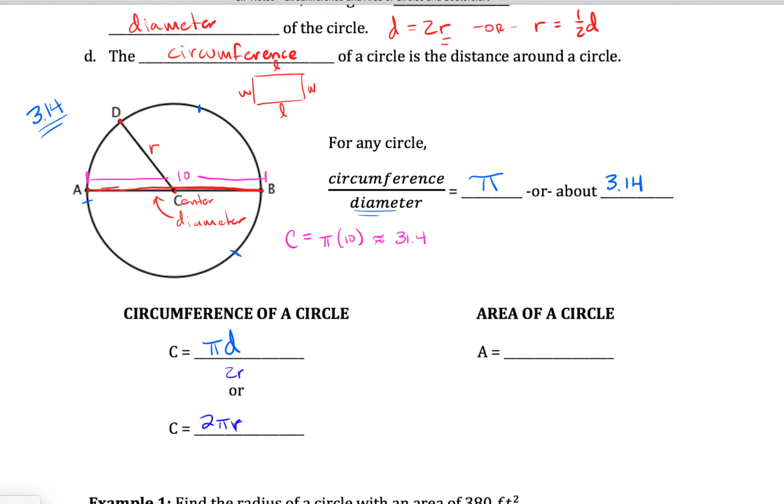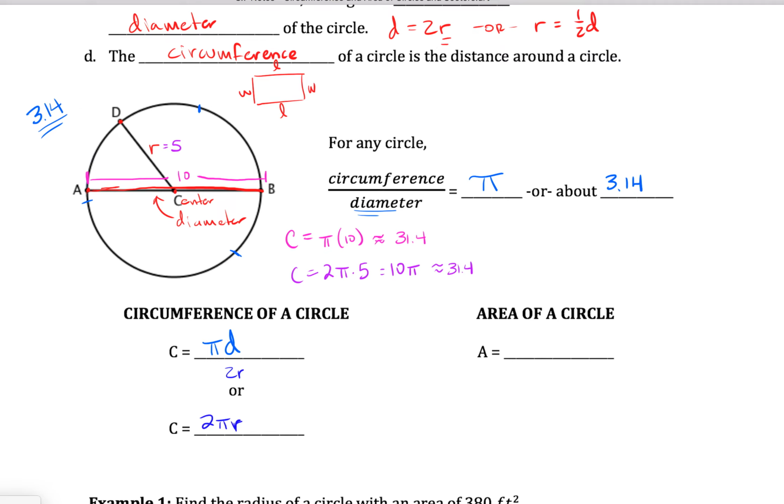And you can see that in this picture, if my diameter was 10, then my radius would be 5. So if I was calculating the circumference using that radius measurement, it would be 2 times pi times 5, which is still going to be 10 times pi, right? It would be essentially the same calculation, and so I would still get about 31.4.